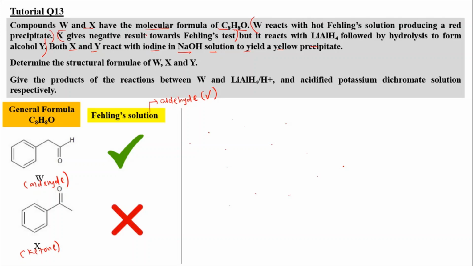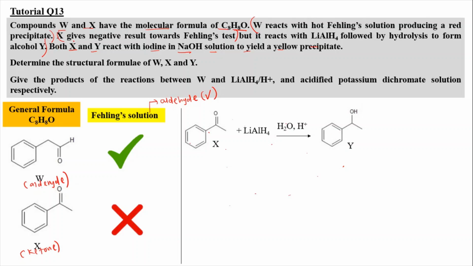So X gives a negative result towards Fehling's test, but it reacts with lithium aluminium hydride followed by hydrolysis to form alcohol Y. So we know that X will react with lithium aluminium hydride followed by hydrolysis to form alcohol Y. Okay, so a ketone can undergo reduction in order to form a secondary alcohol. Okay, and this is our most logical structure for the alcohol, which is alcohol Y.